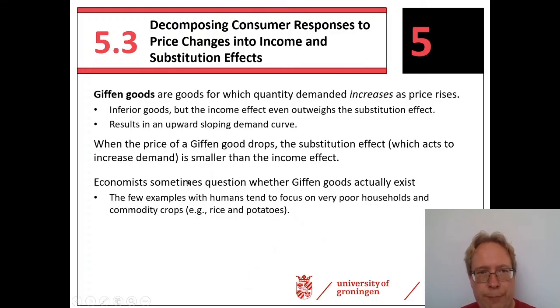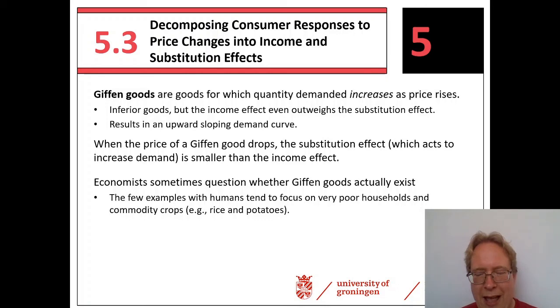And that brings me to the previous slide. So that's what we call a Giffen good. So a Giffen good is an inferior good, but the income effect even outweighs the substitution effect, leaving you with a negative total effect. So in other words, that would imply an upward sloping demand curve. The substitution effect is smaller in absolute value than the income effect. So this is a nice theoretical possibility, but the question is whether such goods really exist, right?